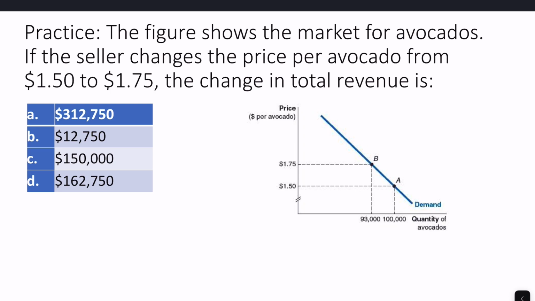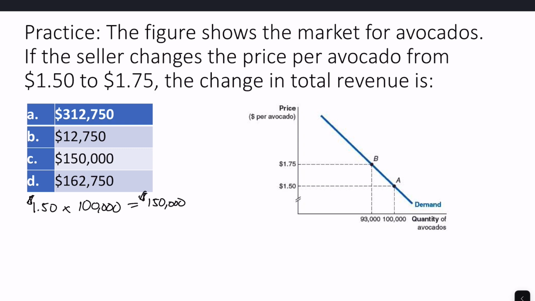And so we would need to do that calculation we just did. We've got to do it twice. And so for the first one, at $1.50, we'll get the price of $1.50 times the quantity, which is 100,000 units. And so our total revenue at that initial price will be $150,000.